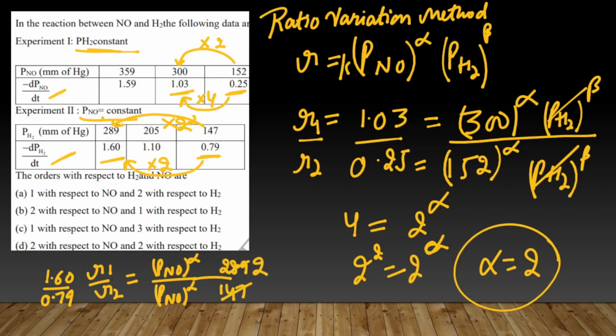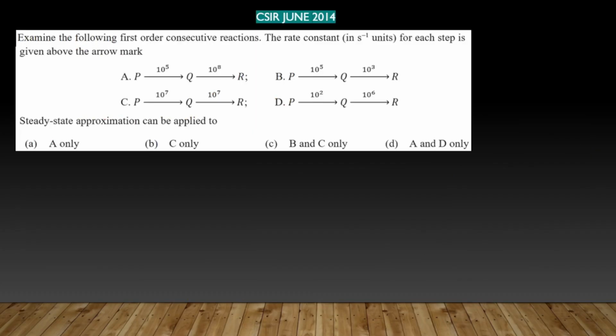So here it will become 2 times. This is raised to the power of beta, because these twos were raised to the power of beta. So 2 raised to the power of beta is equal to 2 only. So the beta value is 1, which means the order with respect to hydrogen is 1, and with respect to NO it is 2. So 2 with respect to NO and 1 with respect to hydrogen, which is given in option B. Right? Now moving on to our next one, for the year 2014, the June exam.